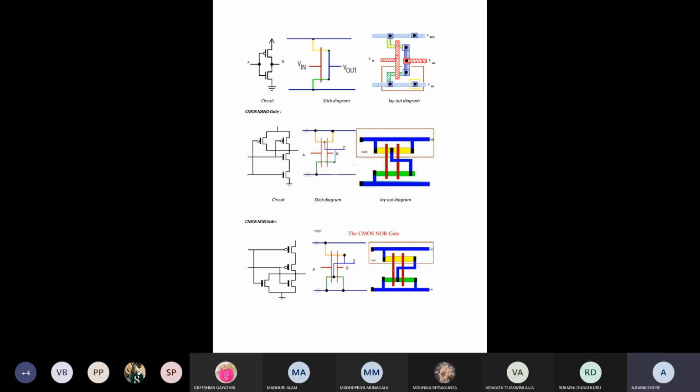In the stick diagram, for VDD and VSS we have taken metal contacts. After that, for the PMOS transistor we have to use P diffusion material, which is represented with yellow color, and for the NMOS, N diffusion is taken with green color.